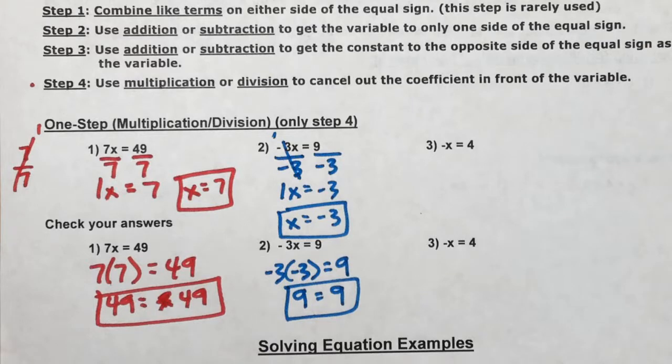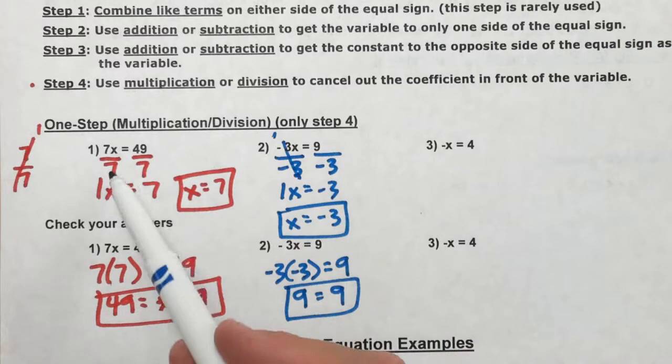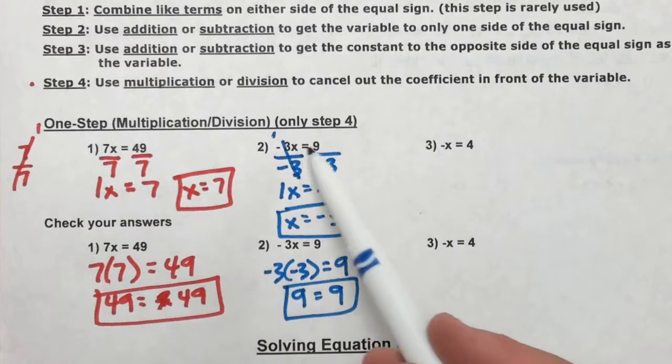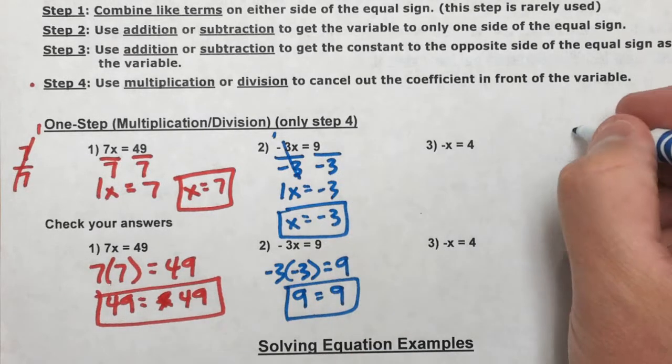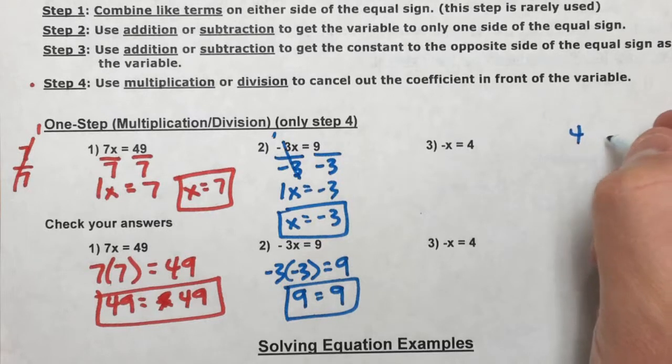Now, typically, you're not going to have a 7 as a coefficient here and a 7 here and a negative 3 and a negative 3. That typically doesn't happen. That's just kind of an example. Let me come up with a different problem here, kind of prove my point.